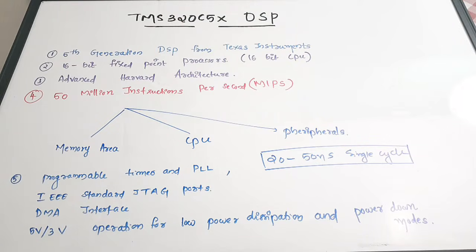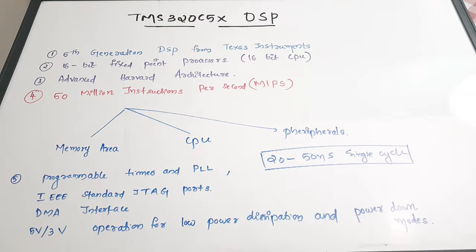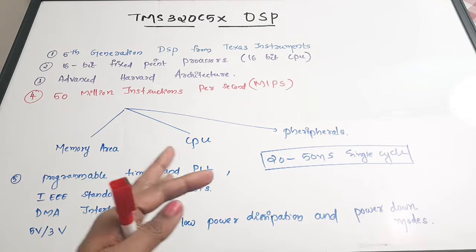Then third one, it has advanced Harvard architecture. Generally, based on the memory organization, you can classify processor architectures as von Neumann and Harvard. Von Neumann is the architecture you see in all early processors where the instruction and the program memory are combined together, whereas for Harvard architecture, both are organized separately. Here it is an advanced Harvard, meaning it has separate program and data memory.